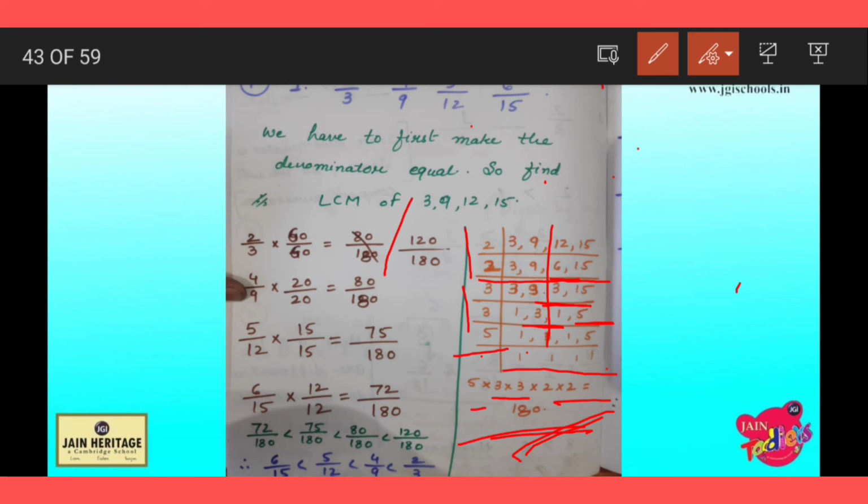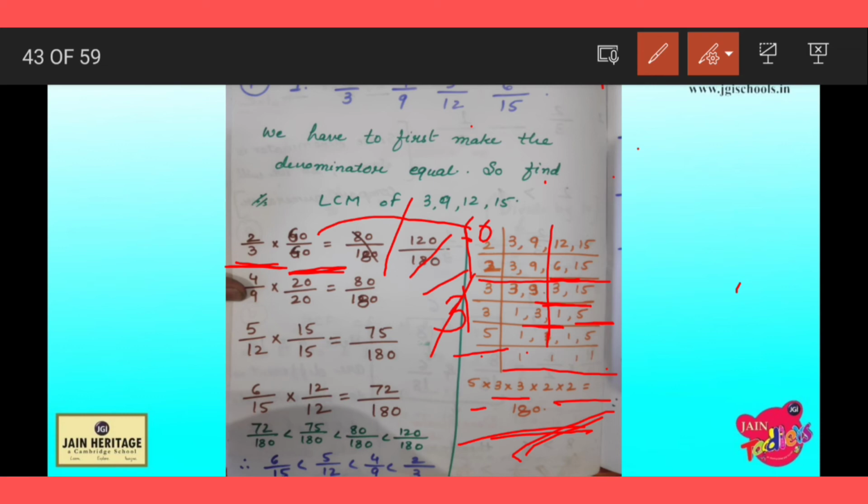Okay. Now in all these fractions you have to make the denominator 180. So what will you do here? Divide 180 by the first denominator. What is the first denominator here? 3. Divide 180 by 3. What will you get? 3 ones are 3 and 3 sixes are 18, so 60. So we are multiplying here by 60.